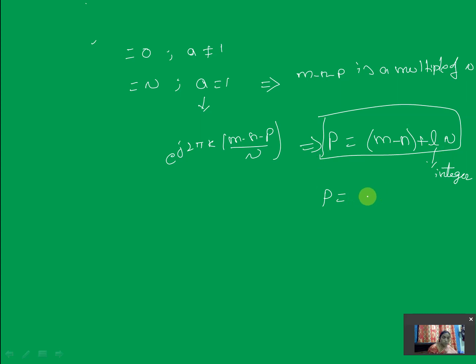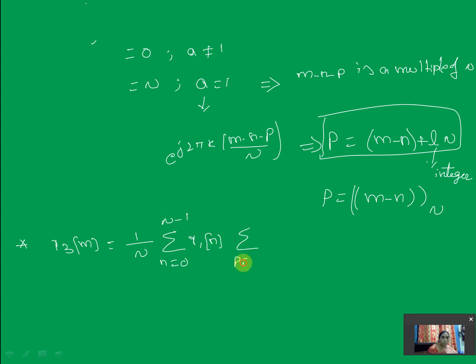This can also be rewritten as p equals (m minus n) modulo N. We may write it like this. Now coming to the x3 of m formula, it is 1 by N, summation n from 0 to N minus 1 of x1 of n, summation p from 0 to N minus 1 of x2 of p, into the remaining summation, which is equal to N when p is equal to (m minus n) modulo N.